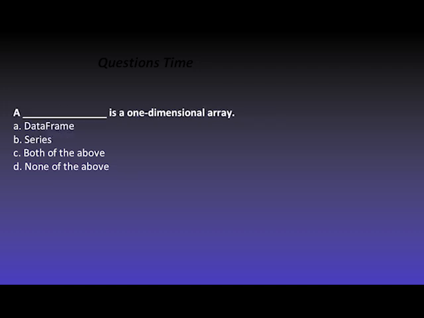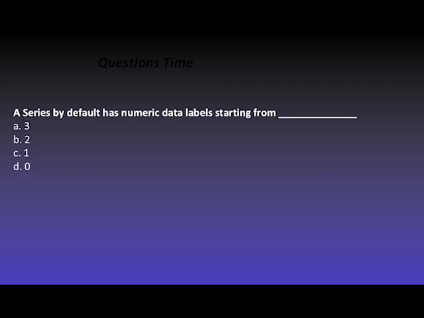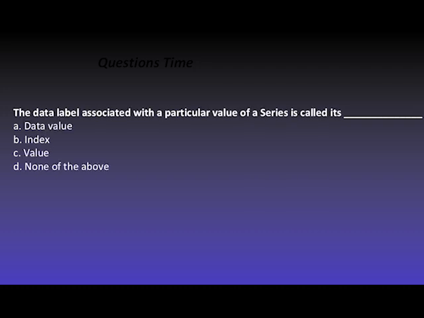A dash is a one-dimensional array. Which is the one-dimensional array here? Series. Series is a one-dimensional array. DataFrame is two-dimensional. Next, a series by default has numeric data labels starting from dash. Which is the starting number? Is it 0 or 1? It is 0. The integer index starts with 0. Next, the data label associated with a particular value of a series is called its dash. What is that data label called? It is called the index.